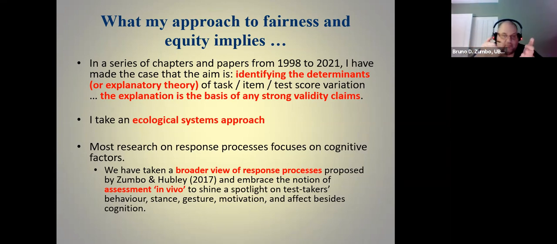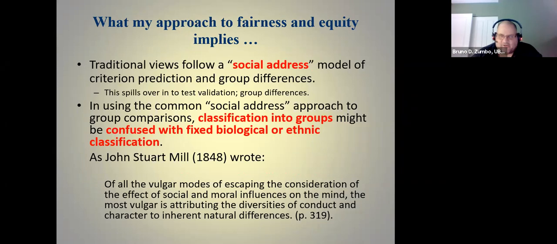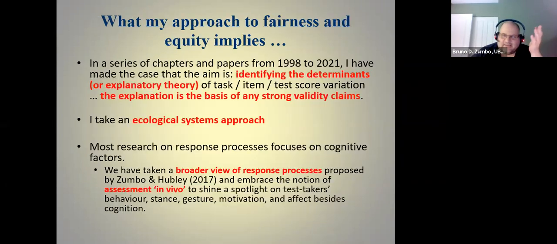Most research, for example, in response processes focuses on cognitive factors. My colleague and I in 2017 took a broader view of response processes. Here's something else that my view toward fairness implies, a broader view of response processes, right? That Hubley and I introduced, and I embrace the notion of assessment in vivo to shine a spotlight on test takers' behavior, stance, gesture, motivation, and affect, besides the cognition. This is heavily influenced by my colleague Brian Maddox. So we're now looking at implications for my approach that broaden for richer theorizing, not as John Stuart Mill would say, this sort of social address approach in which we're attributing differences to some inherent natural differences.